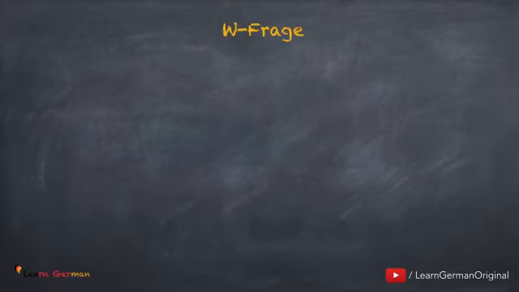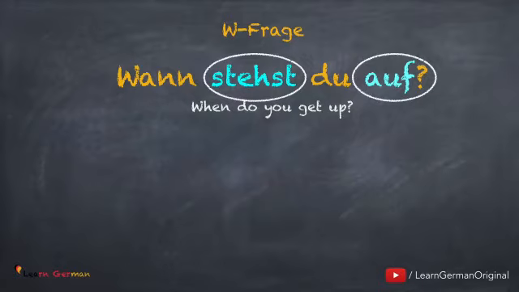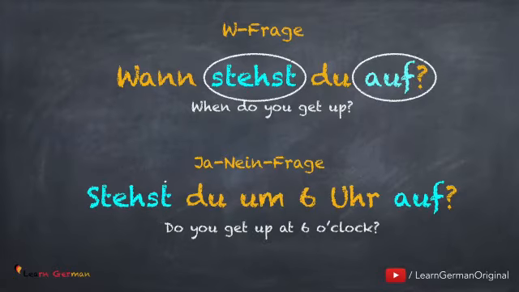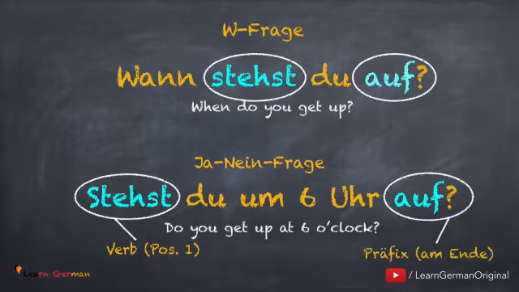Now let's look at another type of sentence, the W-Frage. What happens to the verb in this case? Wann stehst du auf? In this case also, the conjugated verb is at the second position, whereas the prefix is at the end. What happens in the case of a Ja-Nein-Frage? Stehst du 6 Uhr auf? In this case, the conjugated verb is at the first position, whereas the prefix is at the end of the sentence.